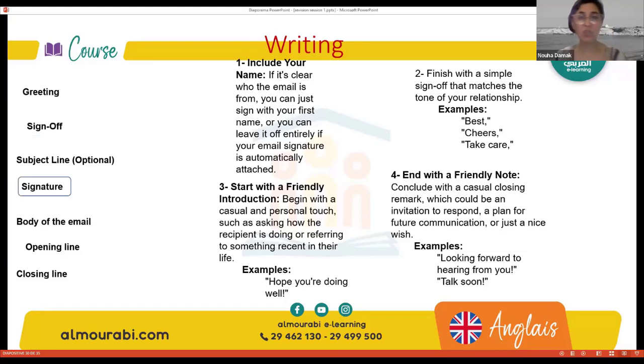Okay. Number two, finish with a simple sign off, like best, cheers, a simple sign off that matches the tone of your relationship. Of course, it's sign off. Number three, start with a friendly introduction. Begin with a casual and personal touch, such as asking how the recipient is doing or referring to something recent in their life. I heard that. Or how are you doing after this earthquake? Okay. Or something like that. Of course, it's the opening line.